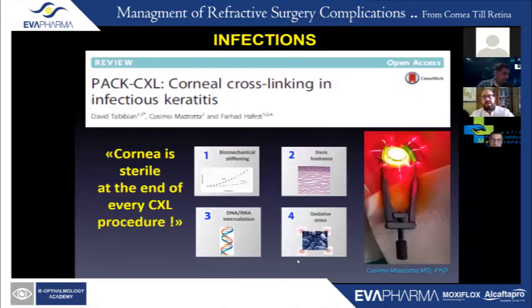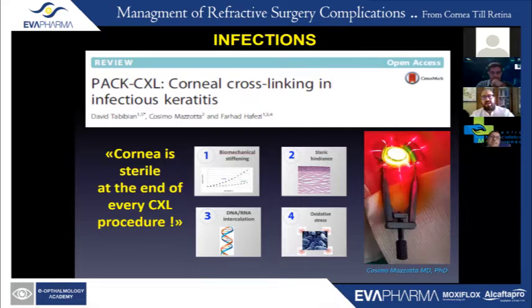Take home message: the cornea is always sterile at the end of every cross-linking procedure. This is really important. So it is not the cross-linking that gives infectious complications. Cross-linking is the therapy against infectious keratitis.